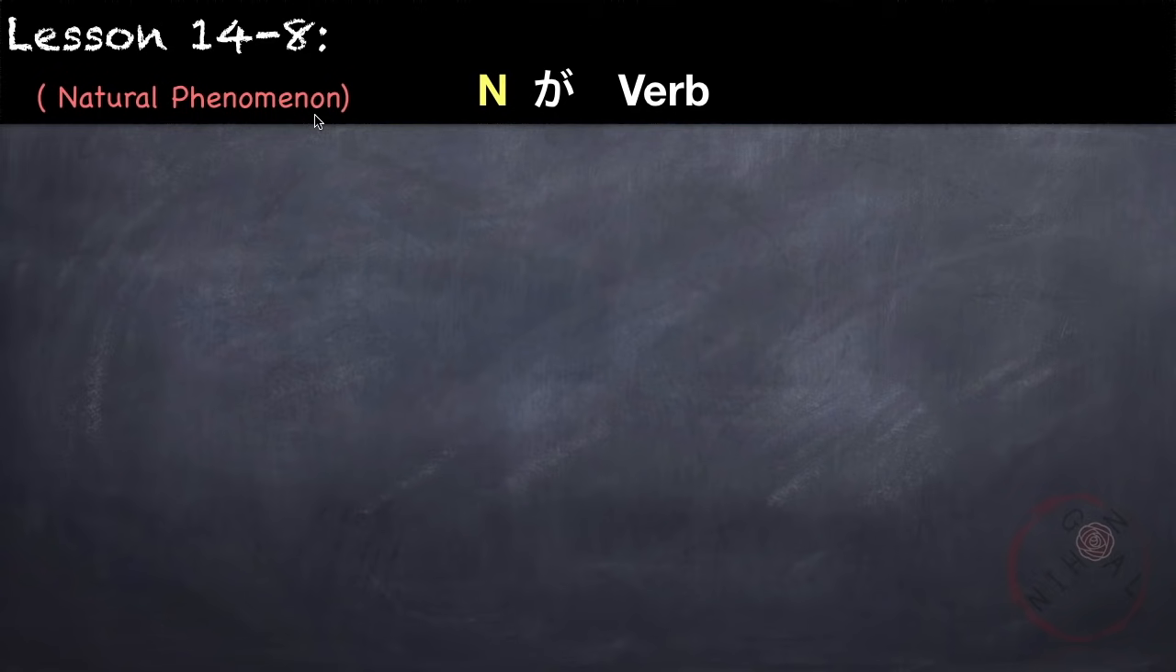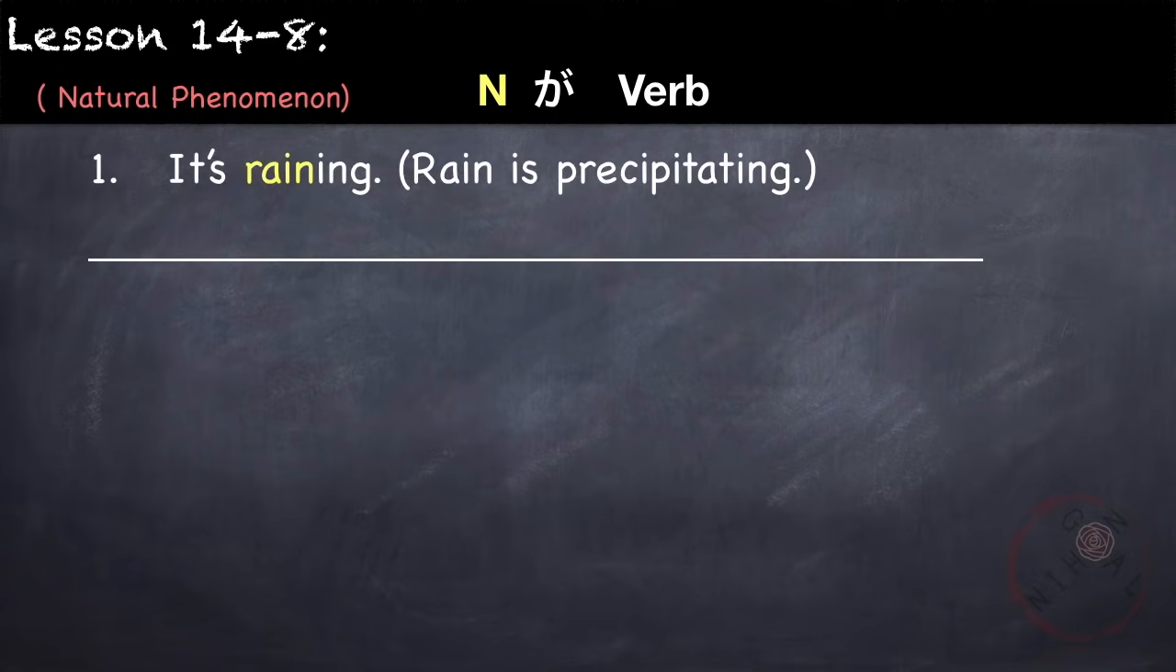For example, it's raining. So we've encountered this example earlier in this lesson. So our sentence would literally go like, rain is precipitating. So, ame ga. Here, ame is marked by the particle ga. Precipitating is furimasu. Or, since it's happening right now, we say futteimasu. Ame ga futteimasu.